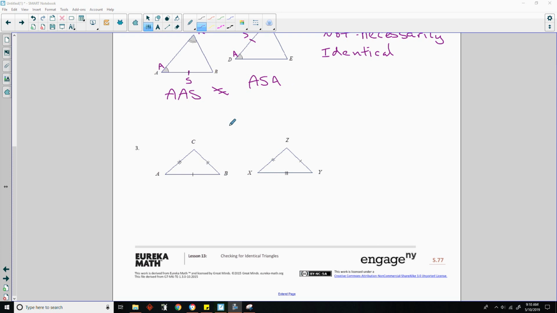Okay, number 3. No angles marked, no angles marked. AB, ZY. Those are sides. CB has 2 marks. XZ has 2 marks. Those are given sides. AC has 3. XY has 3. Those are given sides. So this is by side, side, side, and this is also side, side, side. So these are identical triangles.